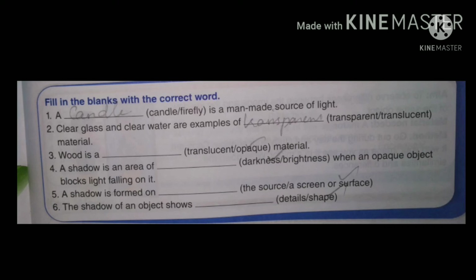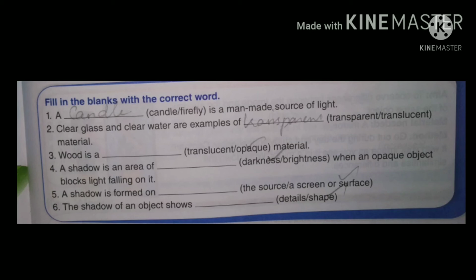Second one, clear glass and clear water are examples of dash material. Transparent and translucent, clear glass and clear water. So, what's the answer? Transparent. Then, third question. Wood is a dash material. Whether wood passes light? No, it does not pass light. So, the answer is opaque material.